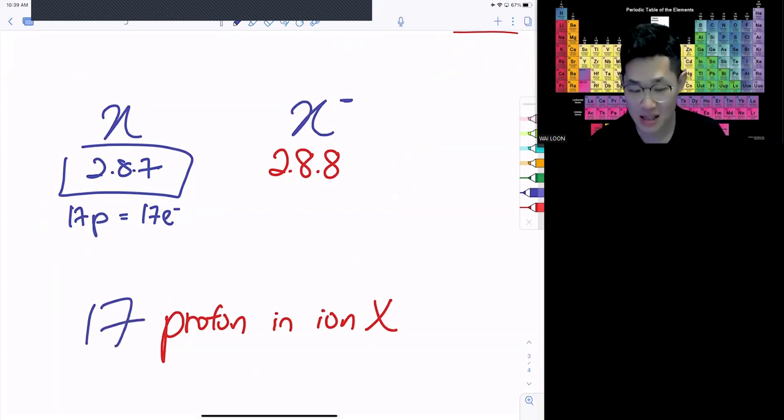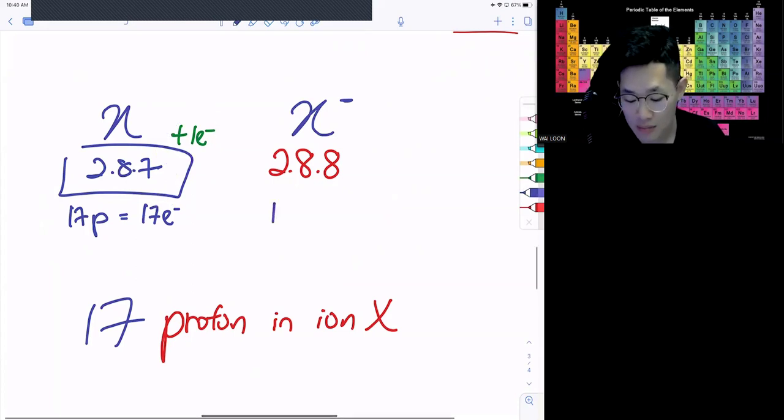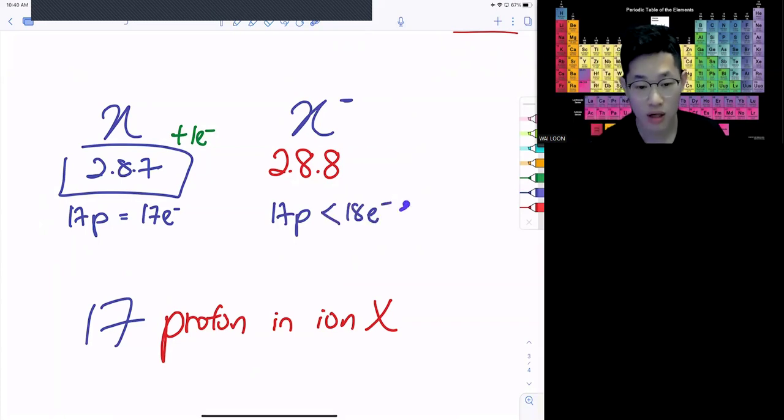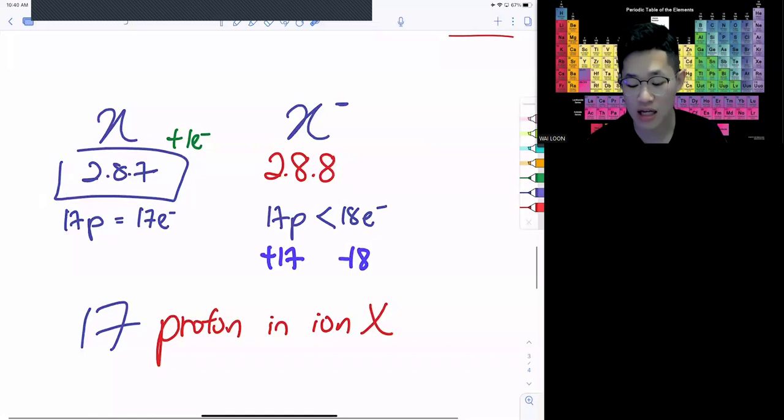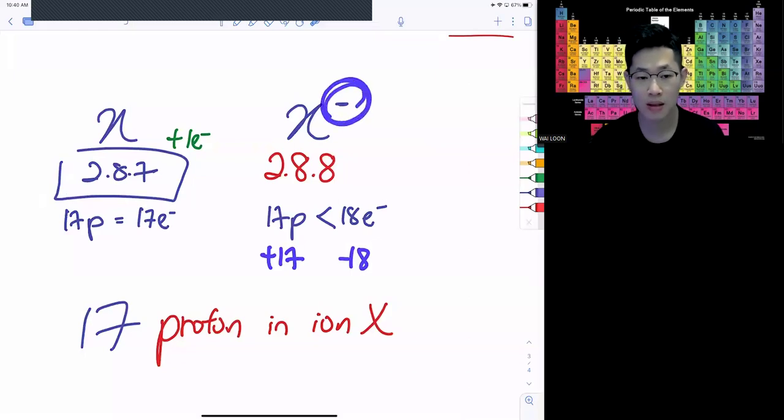So to prove it right, you can see 2, 8, 7 has to add one more electron to become stable, 2, 8, 8. So once I add another electron here, it became 18 electron versus 17 proton. I have one electron more than the proton. That's why I get a negative one charge. Is that okay? Okay, just like that.